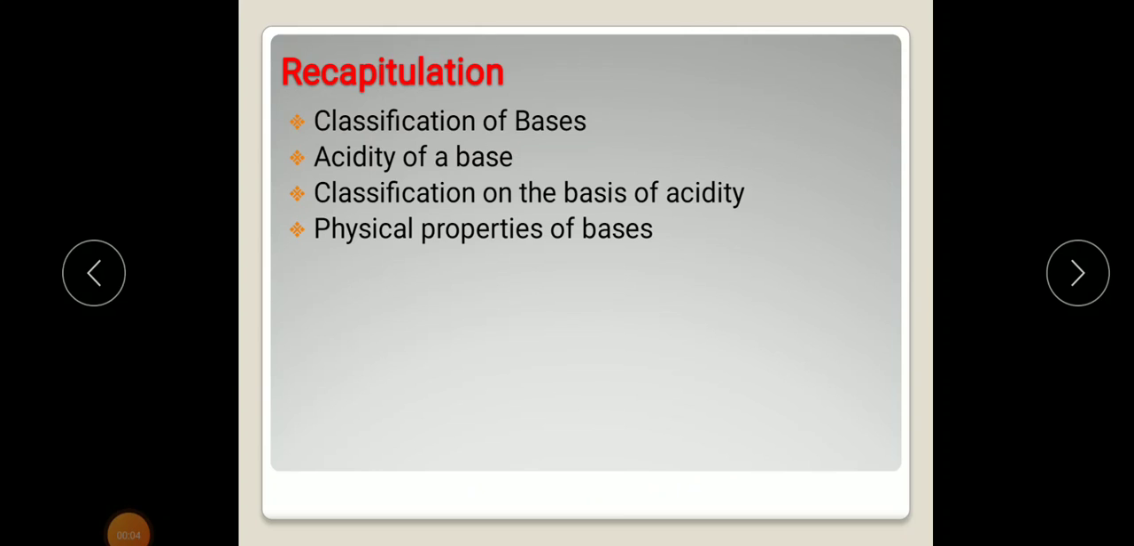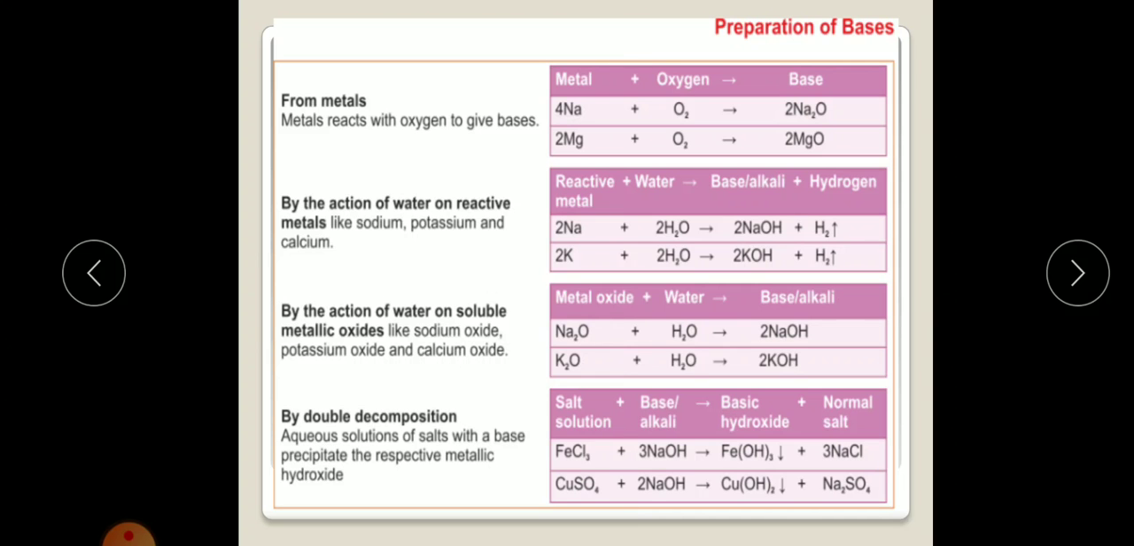In our last class, we discussed classification of bases, acidity of a base, and classification on the basis of acidity, that is monoacidic base, diacidic base, triacidic base, along with examples. Then we also discussed the physical properties of bases. Now, today we are going to see the preparation of bases, how we can prepare bases, and then the chemical reactions.